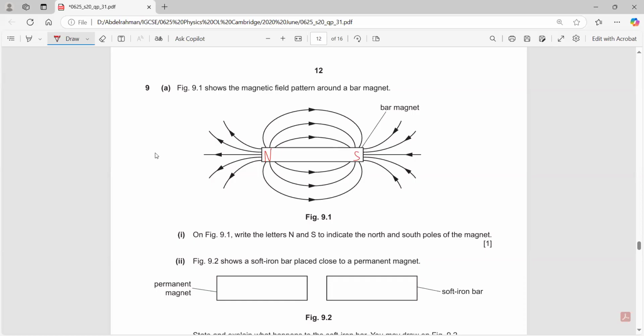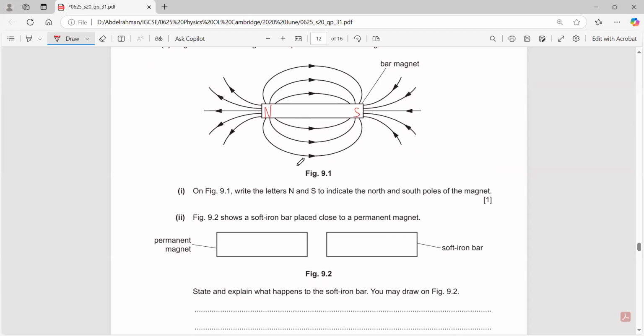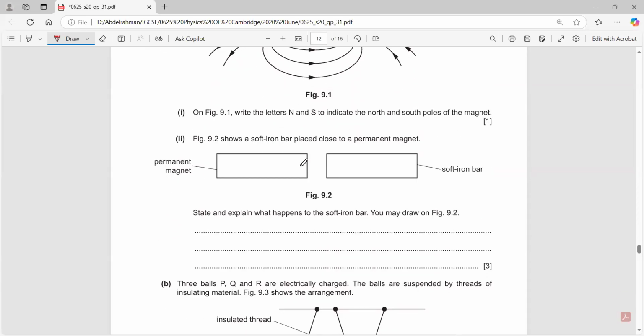If you write S on the left hand side and N on the right hand side, it would be wrong. Why? Because you'd have the arrows going outwards from the North Pole and inwards into the South Pole. Question part II.